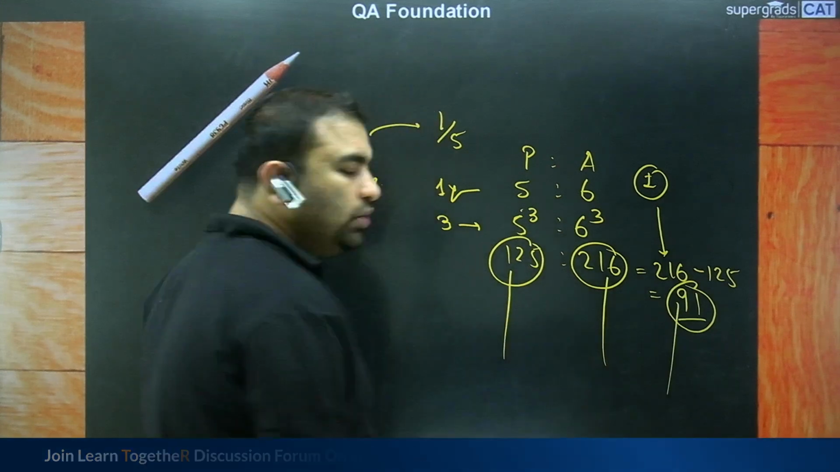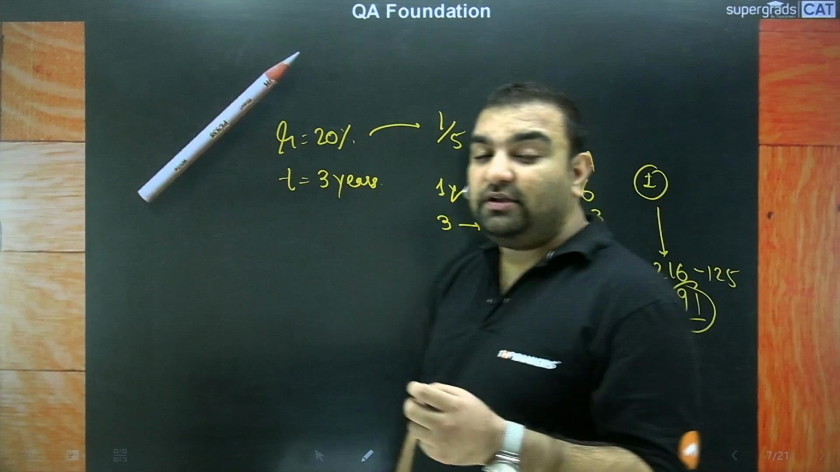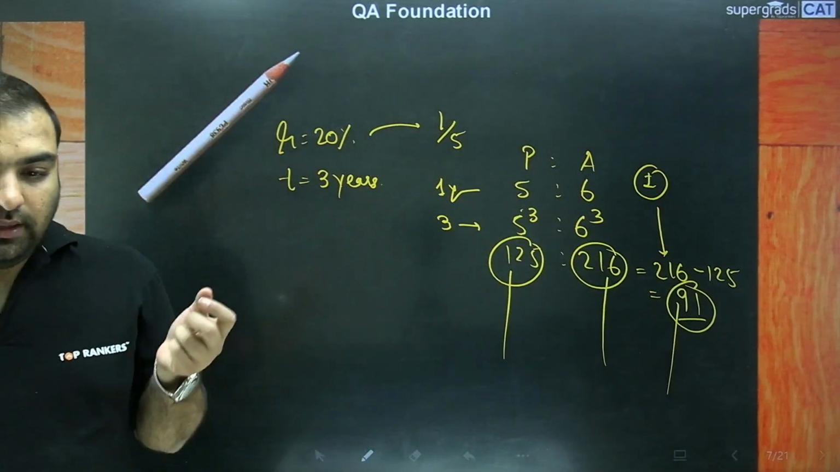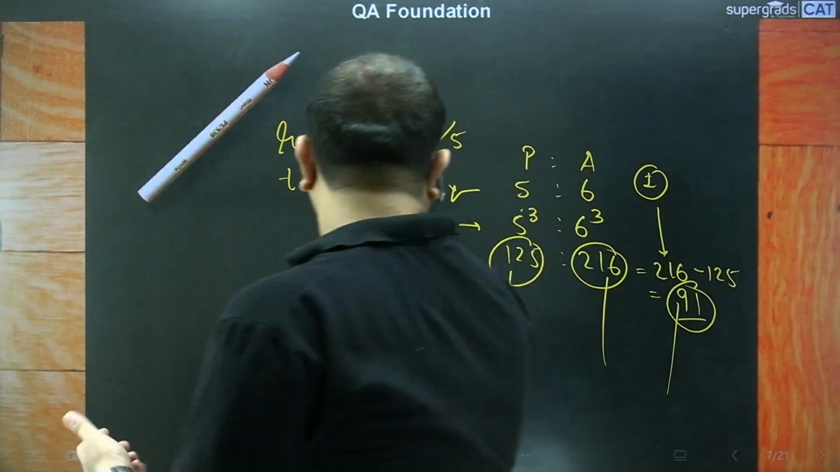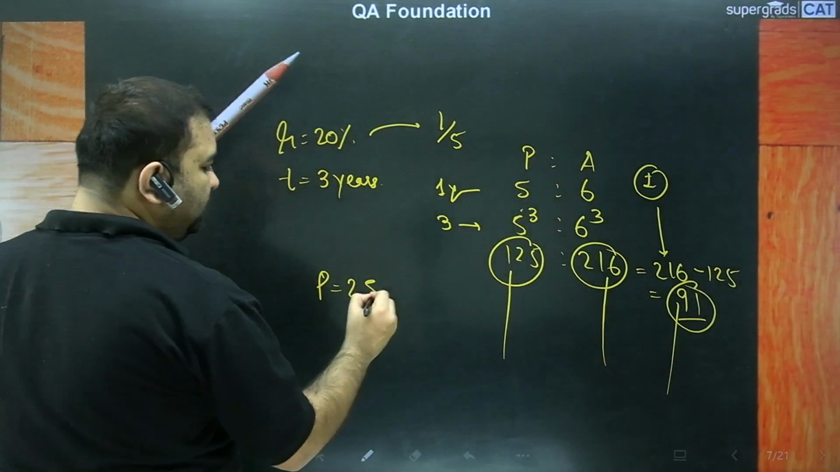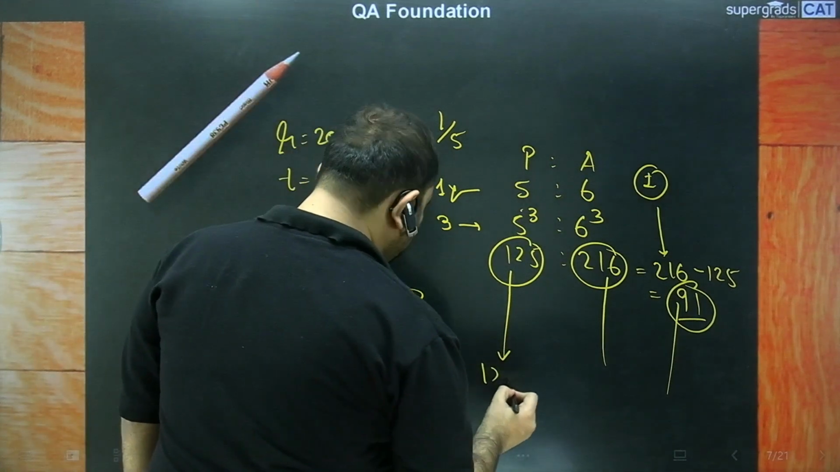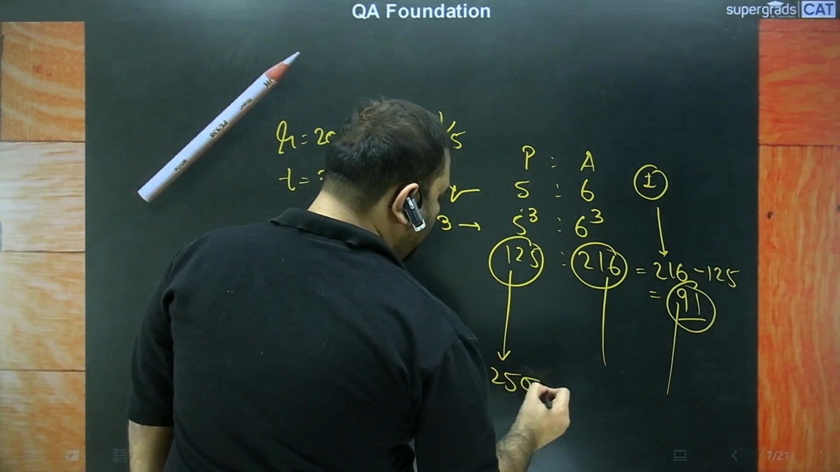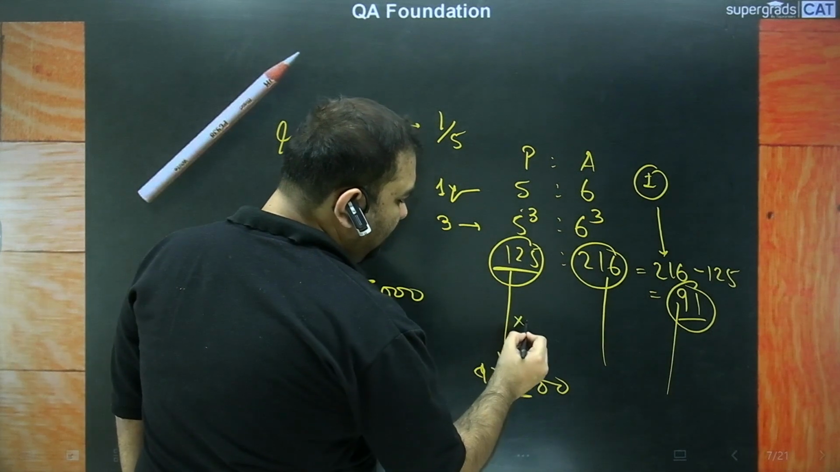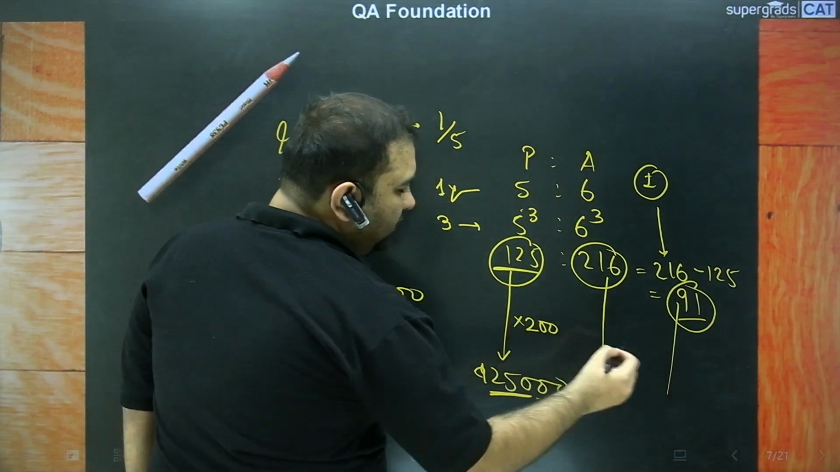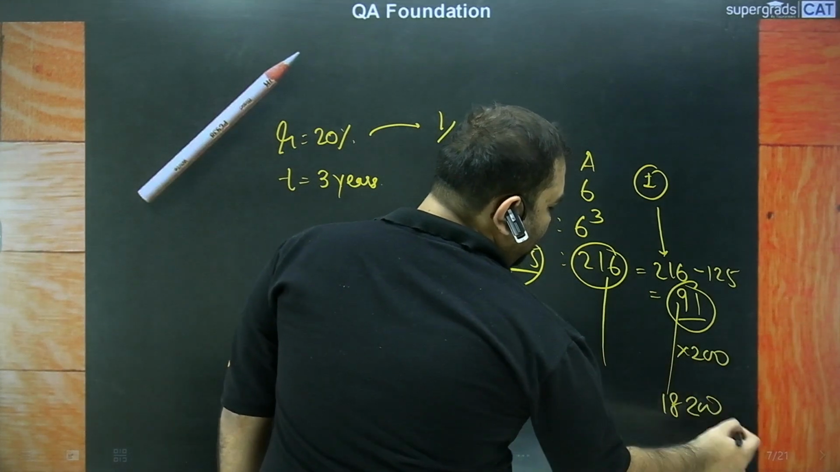Now, what are these values? These are ratios. If the exact value of any one of them is known, let's suppose I give you that the principal was 25,000, so the value of 125 is given as 25,000. You will find out the multiplication factor. 125 से 25,000 कैसे बन जाता है? Multiply by 200. So interest is going to be 91 into 200. Yeah, it's that simple.